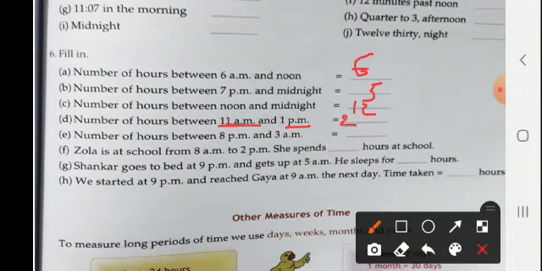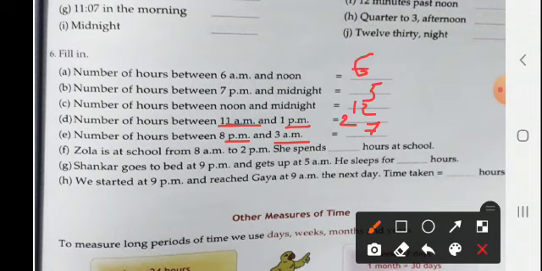E. Number of hours between 8 p.m. and 3 a.m. Again here it is p.m. and here it is a.m. You have to keep this in mind. So leave 8, then 9, 10, 11, 12. Then 1, 2 and 3. How many hours? I am getting 7 hours. Check it. Yes, 7. Understood?